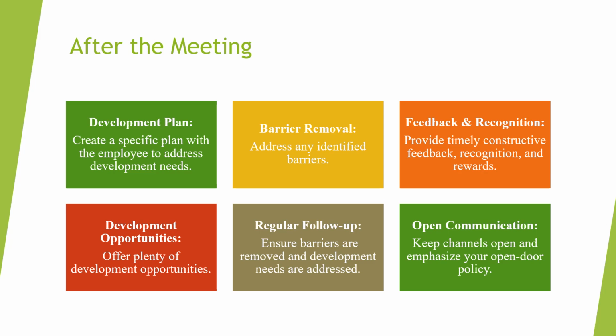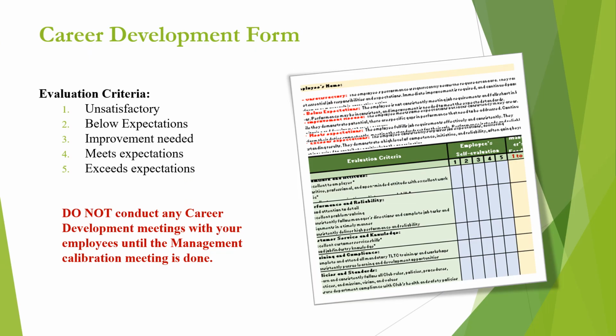Before their career development meeting, employees need to complete a self-evaluation form, which they receive from you or People Services. Once you receive their filled-out self-evaluation form, you will need to fill it out as well. Make sure you clearly explain to all your employees the below criteria. 1. Unsatisfactory. The employee's performance is significantly below the required standard. They fail to meet essential job responsibilities and expectations. Immediate improvement is required, and continued poor performance may result in corrective action.